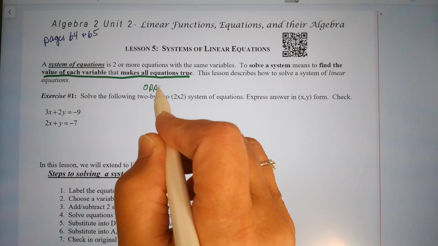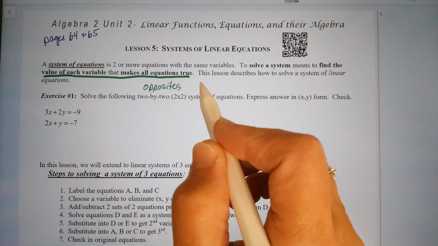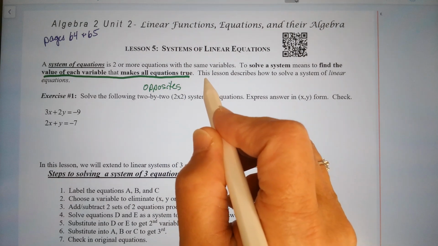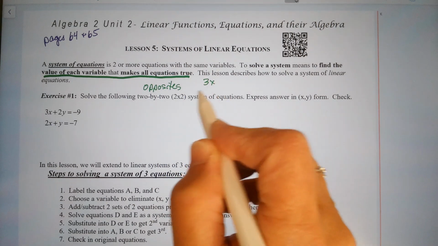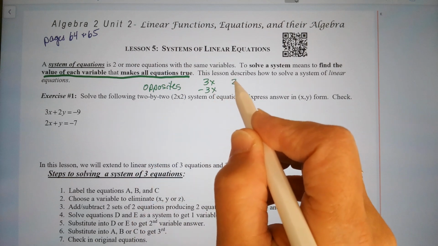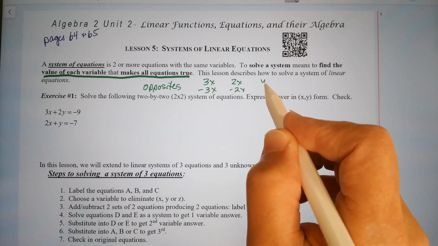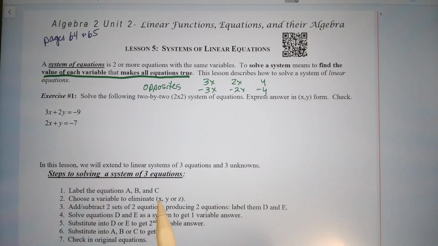Now by opposites, I mean, let's say if we have a 3x, the opposite of 3x would be -3x. The opposite of 2x would be -2x. The opposite of positive y would be -y, right? So we want to choose one of our variables, either the x or the y in this case, and we want to make them so that they are opposites.